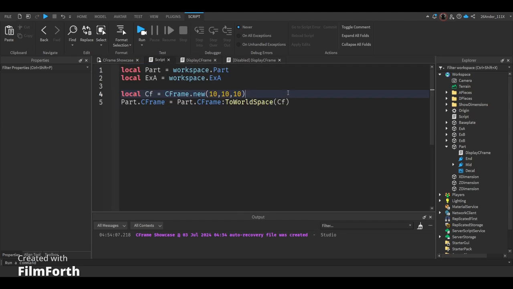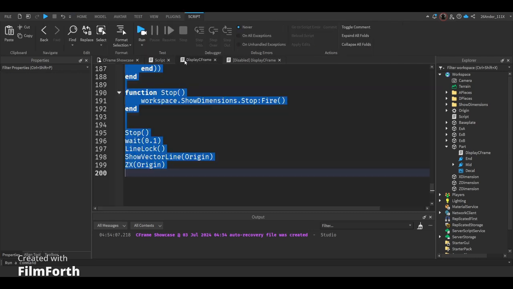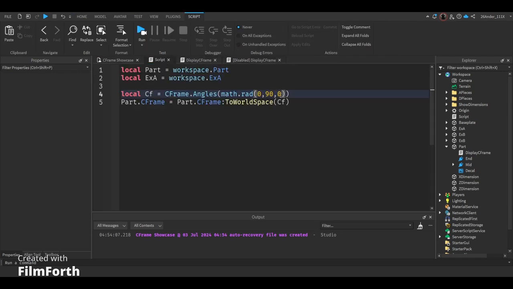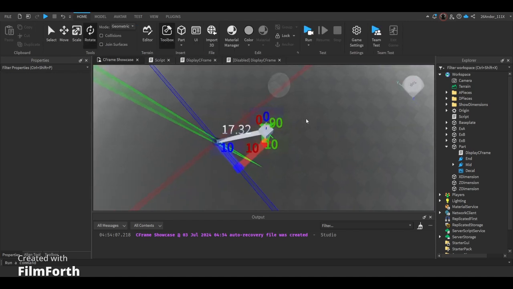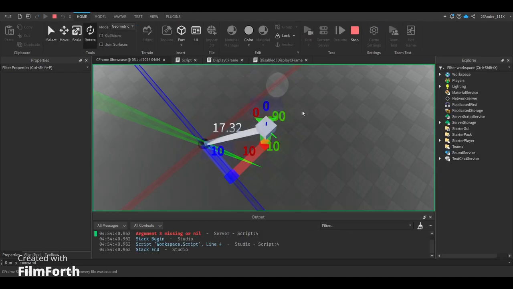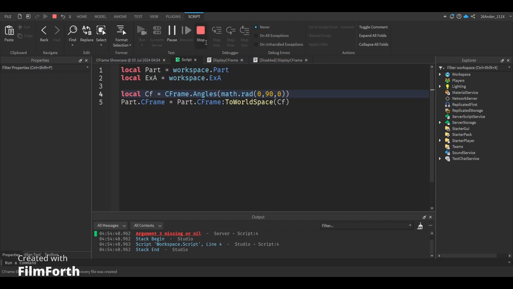And now I want to add an angle. So I change this to an angle, math.rad 0, 40. Let's change it back to 0. See, -90 is canceled out by 90 degrees, and we add this. This should cancel out the rotation, and I screwed something up.